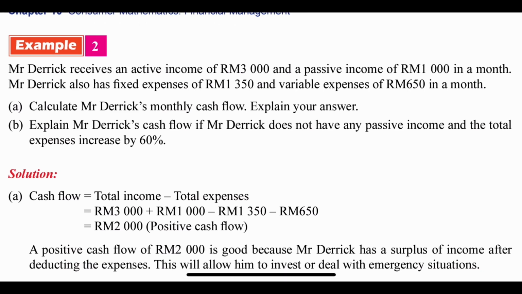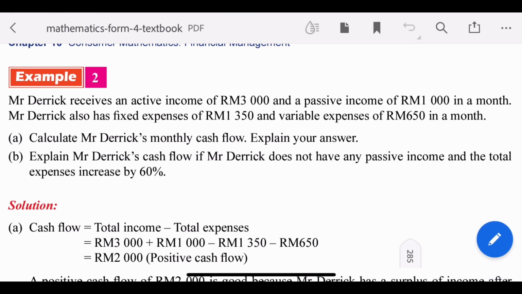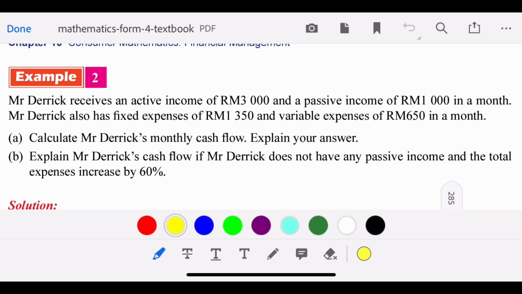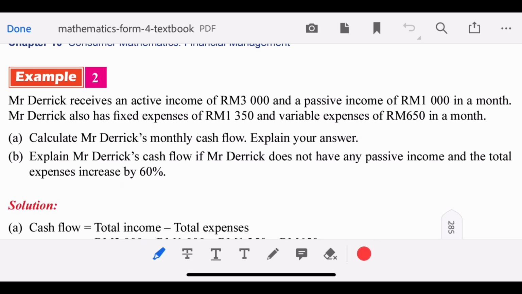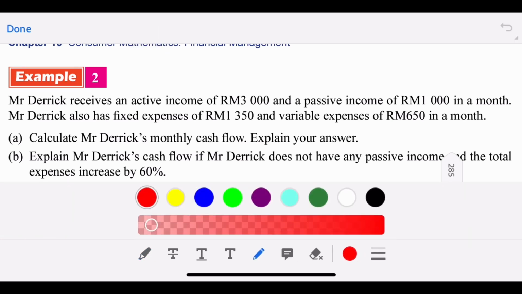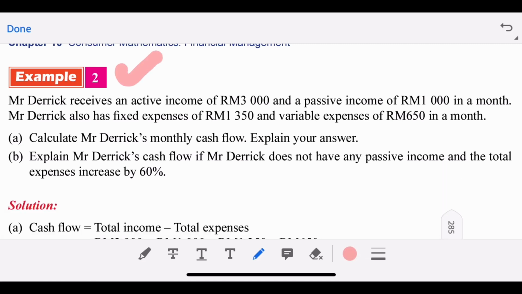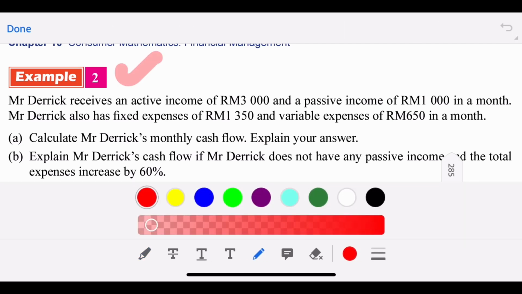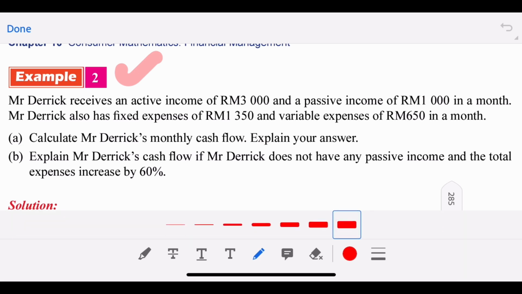Today we will continue with our lesson. Okay, today we will focus on a few examples. Alright, let's see. Example 2. Mr. Derek receives an active income of 3,000 and a passive income of 1,000 in a month. Mr. Derek also has fixed expenses of 1,350 and variable expenses of 650 in a month.